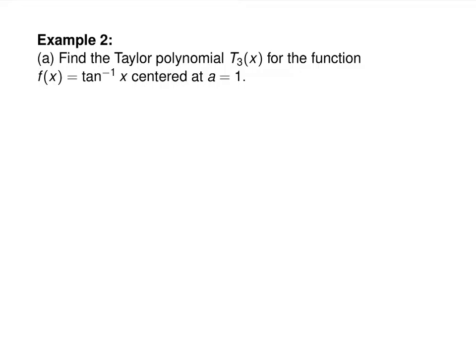Okay, so if you're going to do T3 of x, that means you're going to have a third degree Taylor polynomial, which means you need how many derivatives? I think you need 3 because the original function is the first thing. So first you have f of x is inverse tangent. And so f of 1 is inverse tangent of 1. Do you guys know what that is? Pi over 4. Yep. Okay, the derivative.